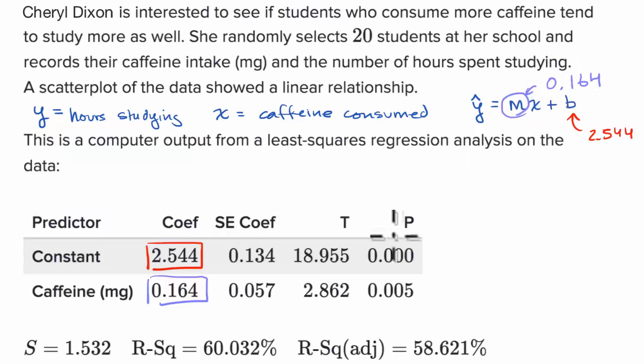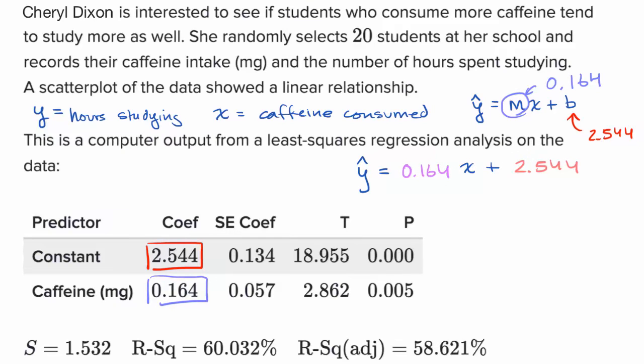So just like that, we actually have the equation for the regression line. That is why these computer things are useful. So we can just write it out. Y hat is equal to 0.164x plus 2.544. So that's the regression line. What is this other information they give us?